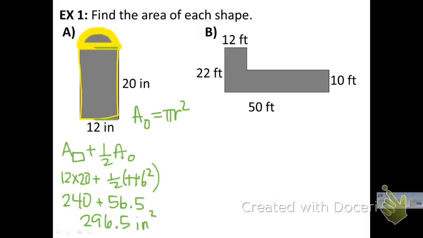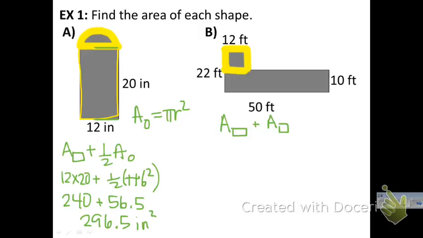Okay, on the second shape there's lots of ways to break this up. I think this is how we broke it up in class. We have that shape up there, and then we have the long rectangle. So we could write an area statement that said we're going to take the area of the rectangle plus the area of the other shape, and we have to figure out what that other shape is.